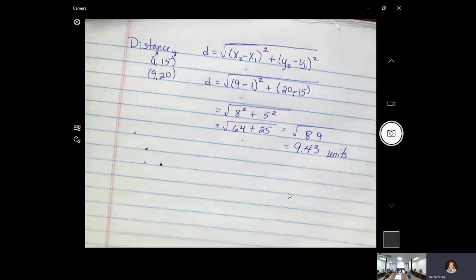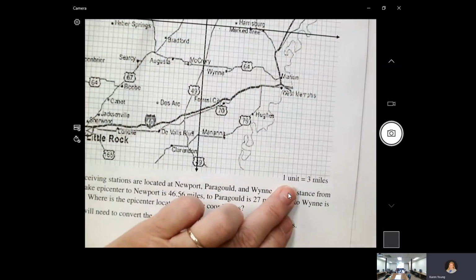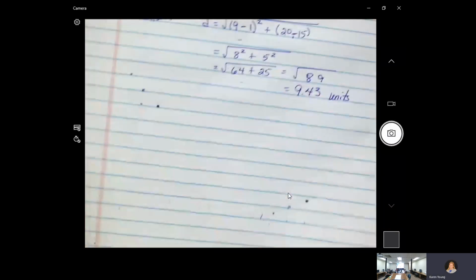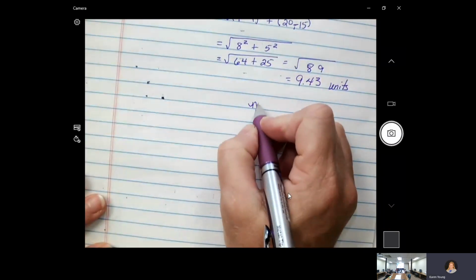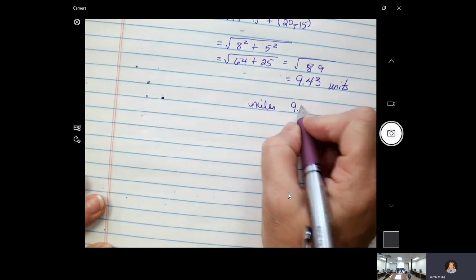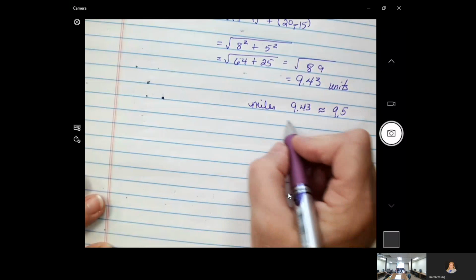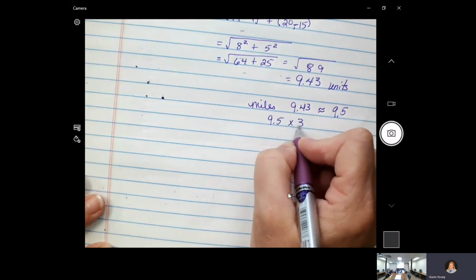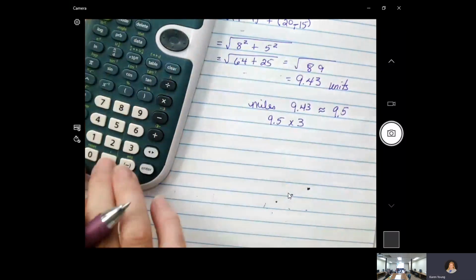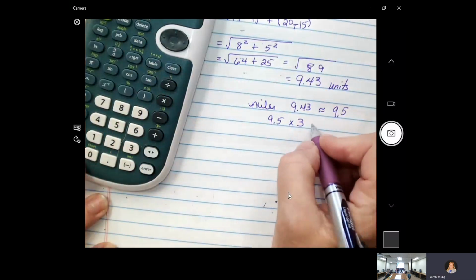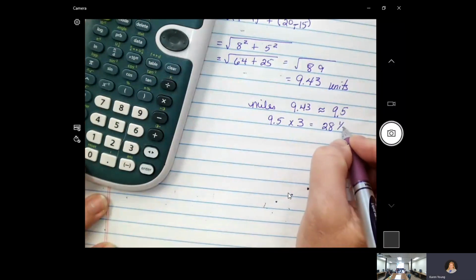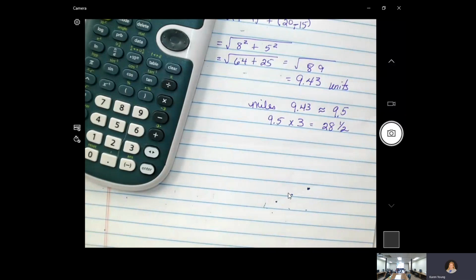On our graph, it does tell me that 1 unit equals 3 miles. So to find the miles, I'll take the 9.43. You can round it, if you wanted to, to 9.5. 9.5 times 3 is 28.5 miles. And that's pretty close as the crow flies, or as the plane flies. It's 45 miles if you drive it by car.